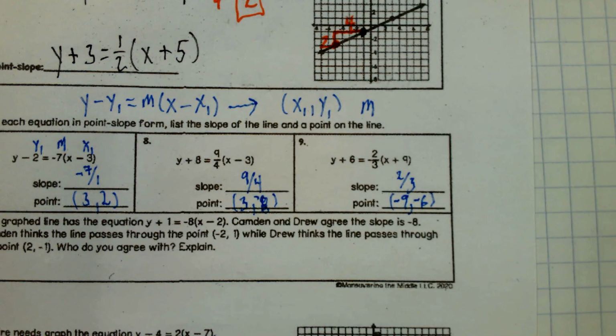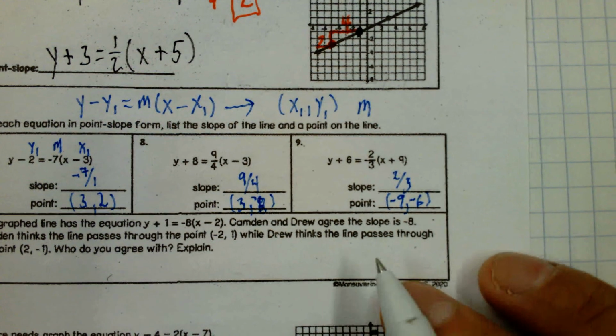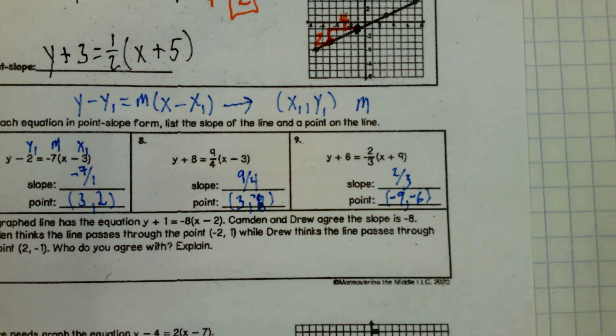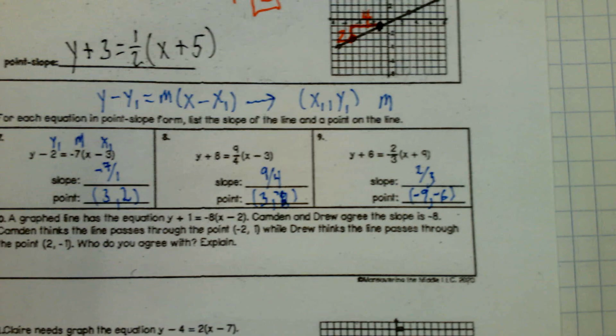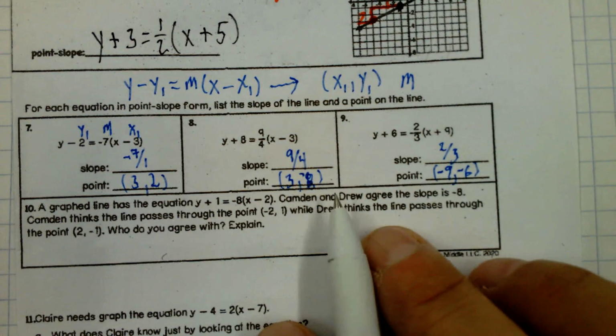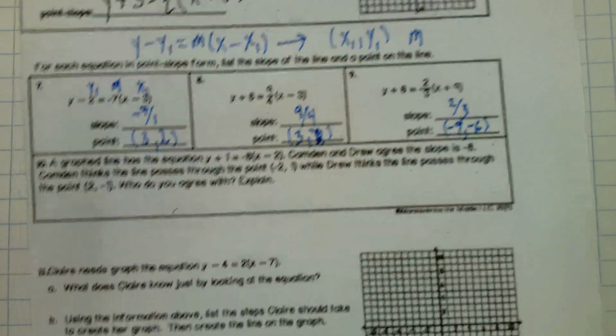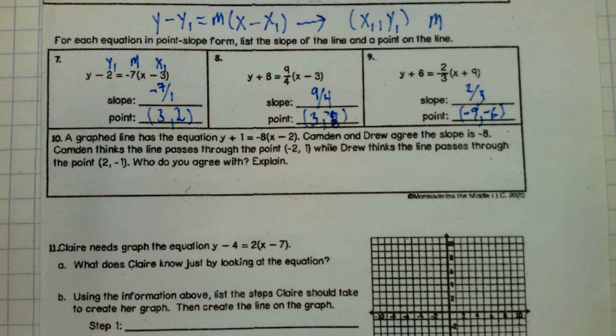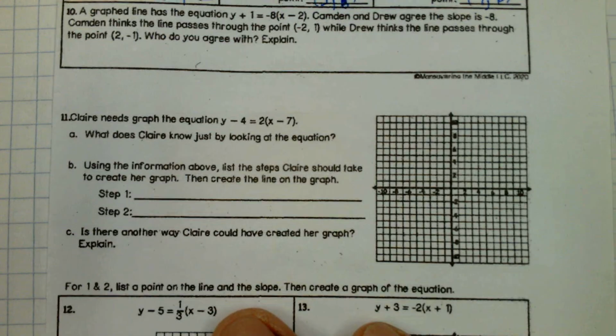Hopefully you got 2/3 for the slope and -9, -6 for the point. I think we got enough practice at that. We're going to skip this and we're going to move on to graphing. So we're going to skip 10, move right on to 11.